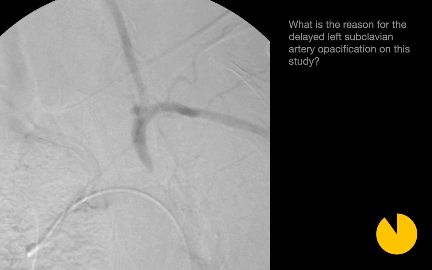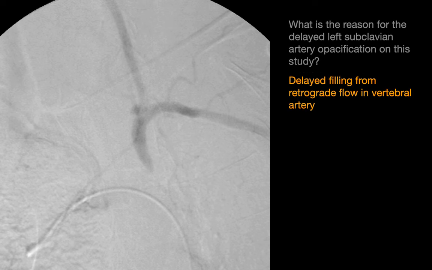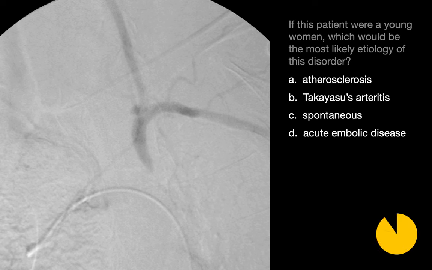What's the reason for the delayed left subclavian artery opacification in this patient? What we're observing is delayed filling of the left subclavian due to retrograde flow coming from the vertebral artery. If this were a young woman, which would be the most likely etiology of what we're seeing? So we'd be thinking about left subclavian artery occlusion in a patient with Takayasu's.